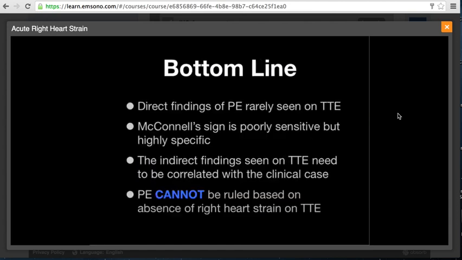So before concluding, let's take a look at the bottom line. Remember, direct findings of pulmonary embolism rarely are seen with transthoracic echo. McConnell sign is poorly sensitive, but it's highly specific for the diagnosis of acute right heart strain. The indirect findings seen on transthoracic echo need to be correlated with the clinical case.